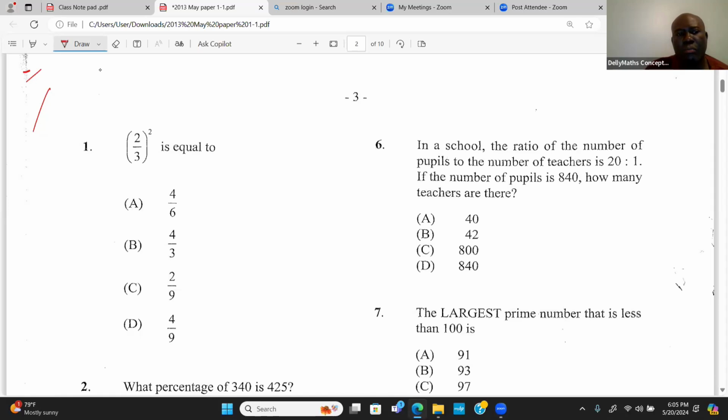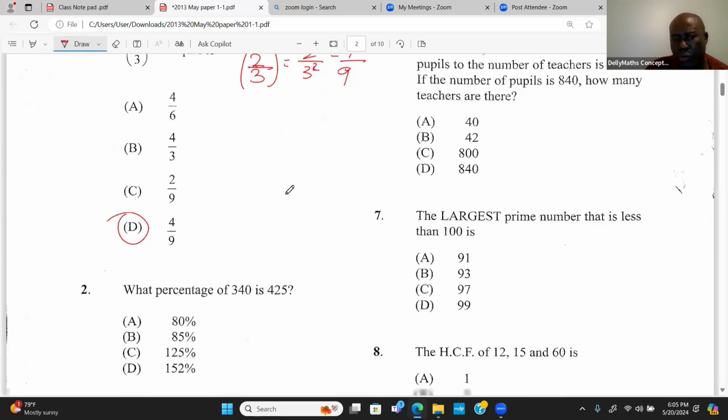One says 2, so we have 2 over 3 and it's squared. Not a big deal. What it really means is that you're going to be squaring the 2 and squaring the 3. Remember, when you square something, you multiply it by itself. So we'll get 2 twos are 4, 3 threes are 9, and you realize that your answer is here. So quite easy. You just have to relax and work through it.